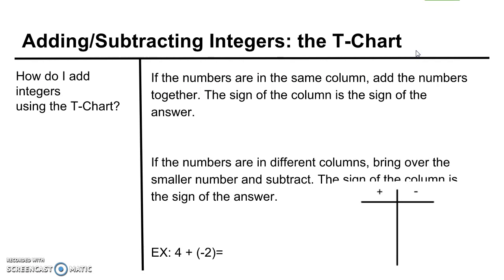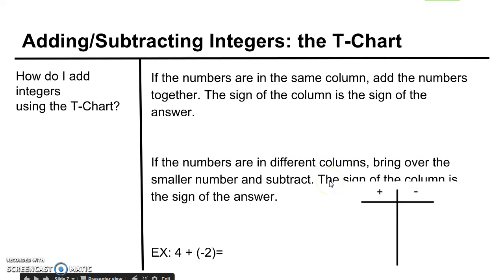Okay, next, using the T-chart, and I actually had y'all work more with just the rules for adding and subtracting than the T-chart, but the T-chart is a model that you can use to solve adding and subtracting problems. If the numbers are in the same column, which means the signs are the same, you add and you keep the sign of the column. If the numbers are in different columns, meaning the signs are different, you bring over the smaller number and subtract, and then you keep the sign of the column.